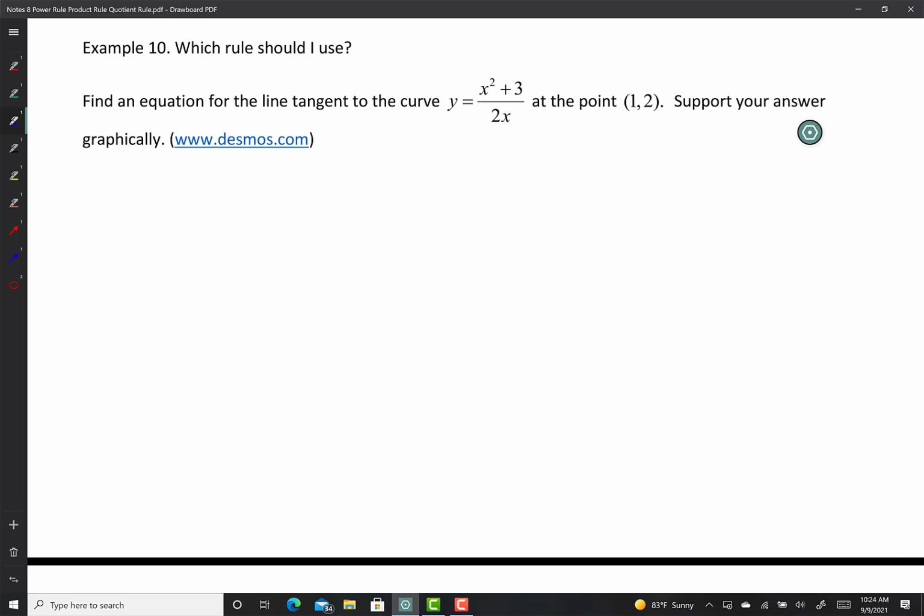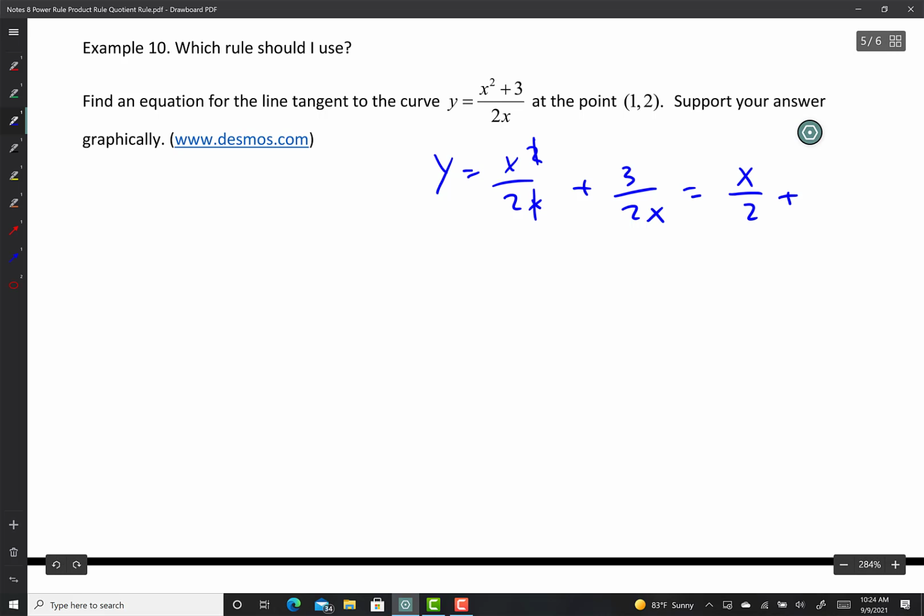Are you guys all focused? Do you guys agree that I can rewrite this expression? Notice I wrote y. I can rewrite this as x squared over 2x plus 3 over 2x. Do you guys agree that I can do that? Okay. And can I cancel one of these x's for the x squared over 2x? So I can rewrite this as x over 2 plus, and then I'm going to bring that x up, 3 over 2 x to the negative 1. Can I do that? I just brought the x up.